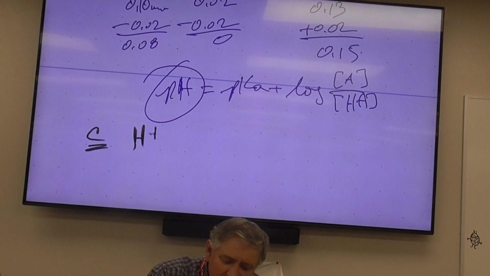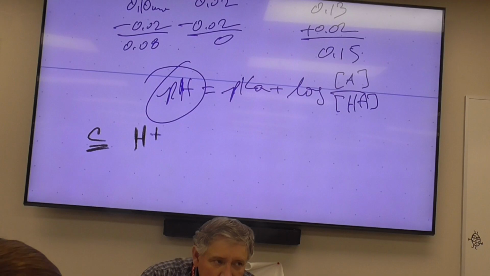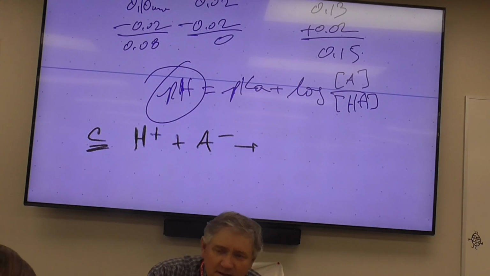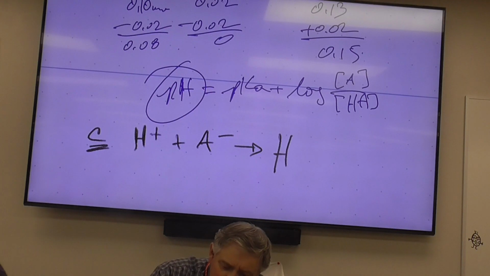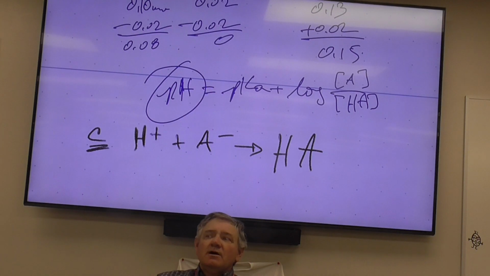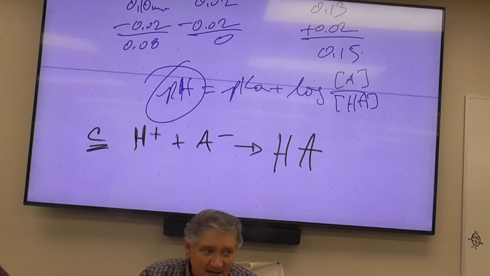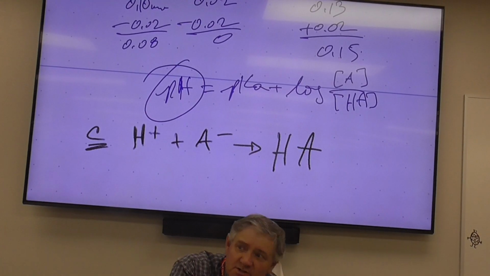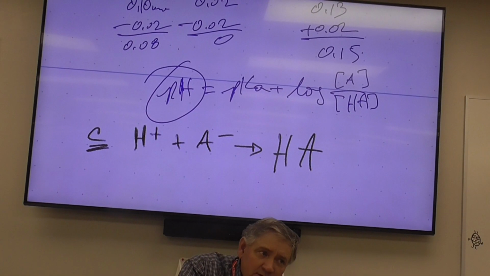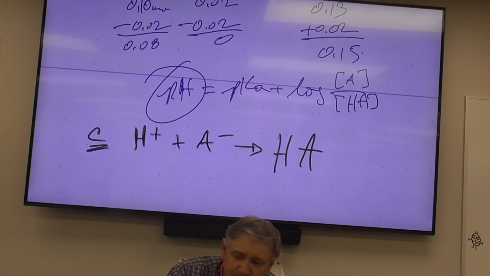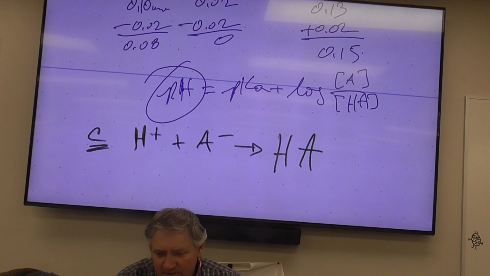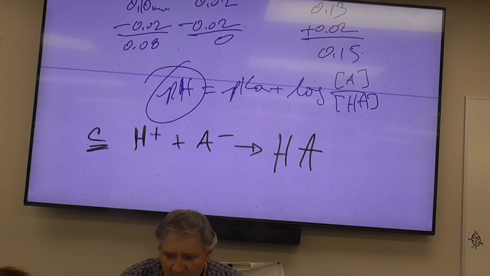The hydronium ion is going to react with what? The anion. With the anion. And you're going to make what? You're going to make more acid. So again, I emphasize this. If you do not know what the reaction is, you don't know where to put the numbers. Okay? So, all of your answers on 27 should be in the high 4s to just above 5.